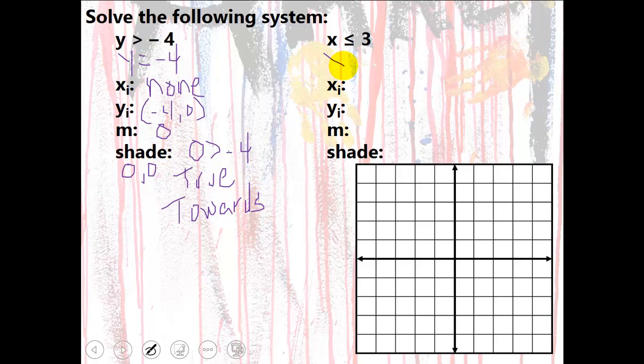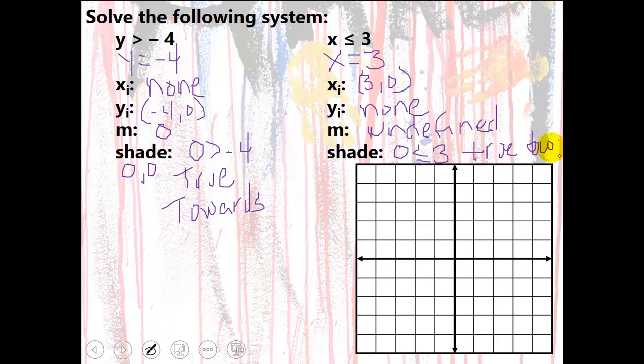And then for x is less than or equal to 3, we're going to graph the equation. The x-intercept is 3, 0. The y-intercept is none. The slope is undefined. It's a vertical line. And we're going to test 0 less than or equal to 3. That's true, so we're going to go towards. Okay, that's towards. And let's put these on the graph.